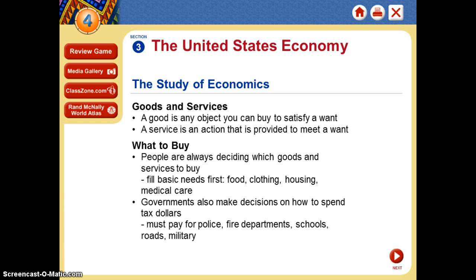All right, so what to buy? People are always deciding what goods to buy, but first they want to meet their basic needs. That's food, clothing, and shelter, and close behind that is medical care.